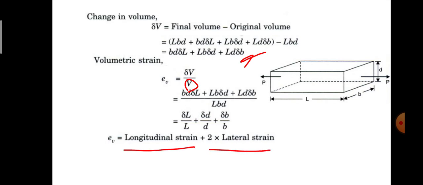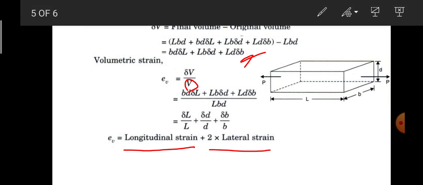Why? Because here the load is applied along the length, so there is an increase in the length, that is, an increase in the dimension along the direction of the load applied, and a decrease in the dimension perpendicular to the direction of the load applied. So therefore I can generalize it as longitudinal strain plus 2 times the lateral strain, wherein delta B by B and delta D by D are the lateral strains.